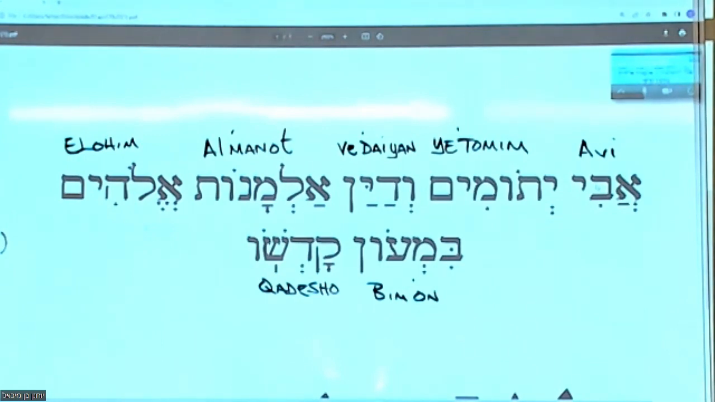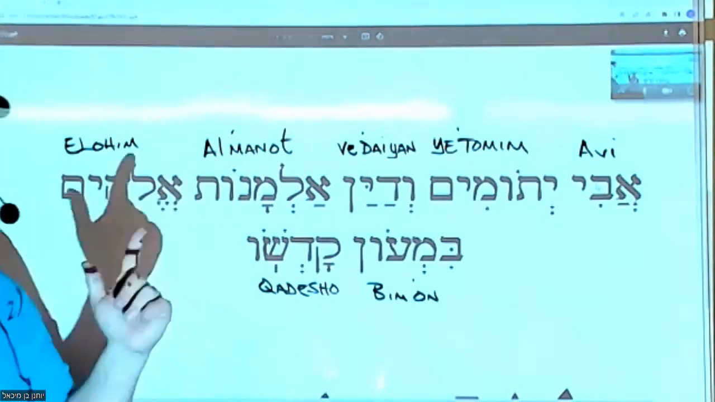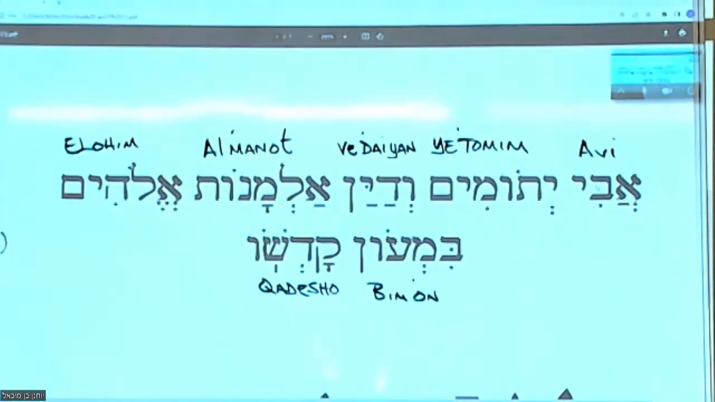So it's saying that he's the father. It makes more sense to say that he's the father of something rather than my father and then a plural. That doesn't make, grammatically, that doesn't make sense. So the word is yetomim. All right. So what's our root word here?